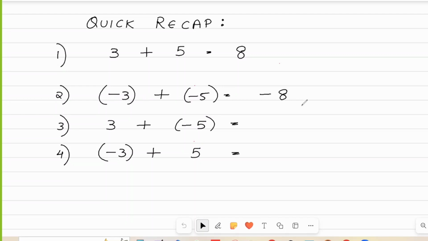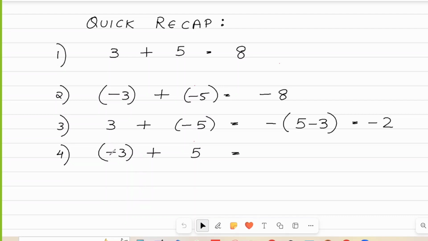Now, here we can see in example 3, 3 is a positive integer, minus 5 is a negative integer. So we will apply rule number 3. According to rule number 3, it is big numeral minus small numeral and sign of big numeral. So this will give us the answer as minus 2.